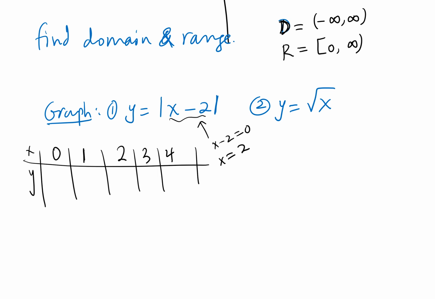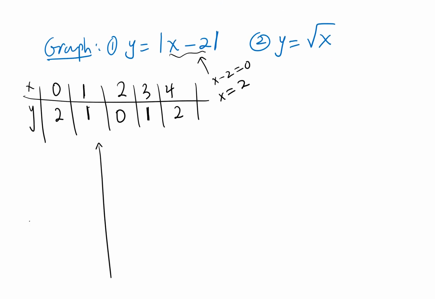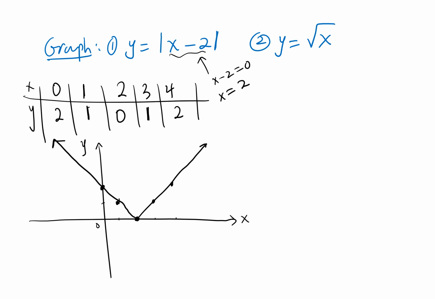If you substitute 2 in, 2 minus 2 is 0. If you substitute 3 in, 3 minus 2 is 1. 4 minus 2 is 2. 1 minus 2 is negative 1, so that's a 1. 0 minus 2 is negative 2, that's a 2. And then I'll graph it: 0, 2; 1, 1; 2, 0; 3, 1; 4, 2. So it's a V shape again. Same domain and range as the other one: all real numbers for domain, and range 0 to infinity.